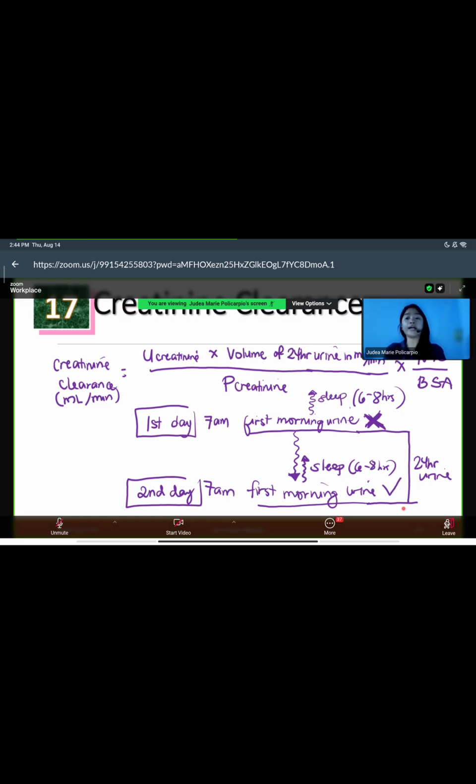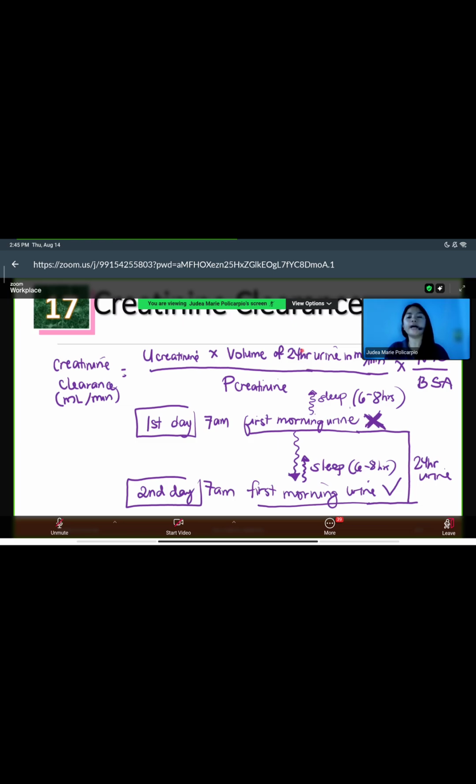Kaya kailangan i-convert. 1 day is equivalent to 24 hours, and 24 hours, i-convert lang natin siya into minute. Okay, so 1 hour is equivalent to 60 minutes. So yun yung mga conversion na gagamitin natin, especially kung ml per day pa. I-convert mo siya into ml per minute. Okay? So with that, yan yung pang-apat na dapat tandaan ha when it comes to creatinine clearance. 24-hour urine should be expressed in ml per minute.